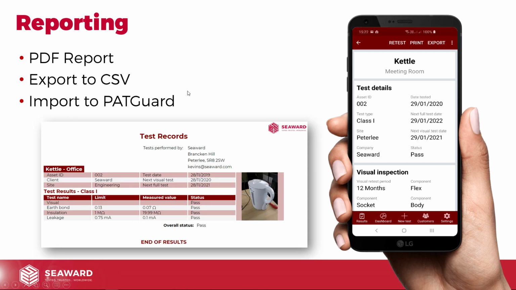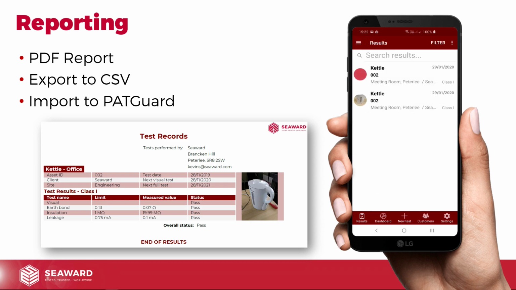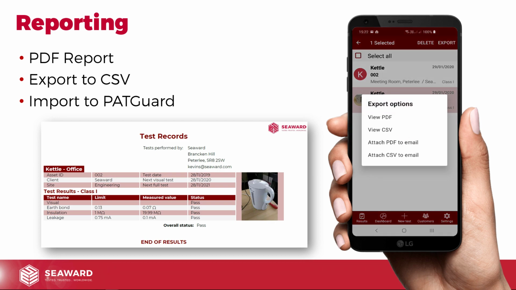So again, what we want to have a look at now is just the reporting process, how we do the reports, how we do the CSVs, and actually how we import that into PATGuard. So first thing, if I was going to do a report, I go onto my results, and I pick what I want to report on. So if I want to report just on one item, I'll just click on that item, and then I can do export. And then it says, what do I want to export it to?